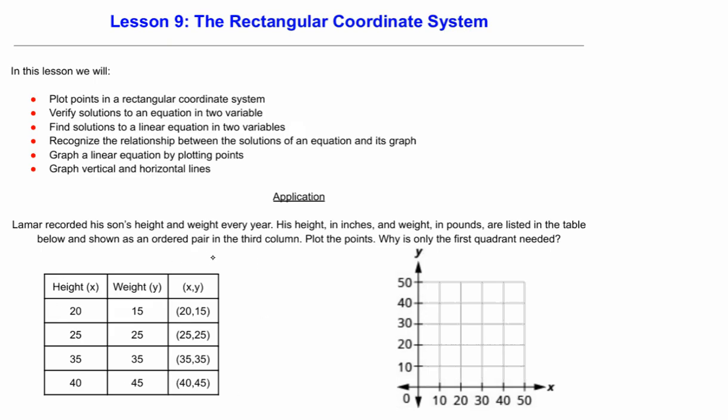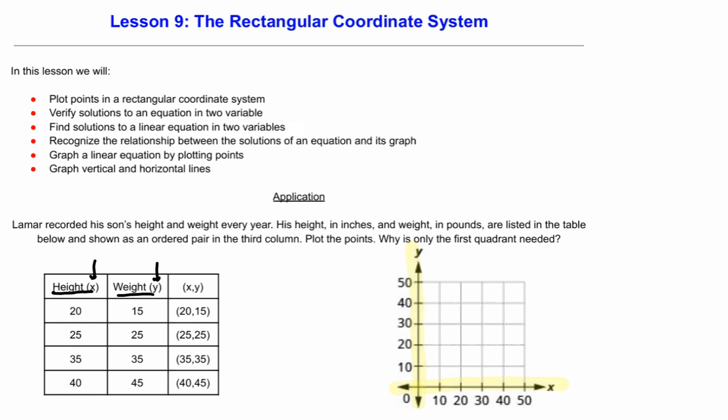This is ultimately like an application. We can see here that Lamar recorded the heights and weights of his son. Generally speaking, you might think of this as height increases, weight also might increase. It kind of makes sense. You can see that the height is the x and the weight is the y. Over here we have a grid, and this is an x-axis, and then this is our y-axis. What we will be doing is using these numbers to plot them on a graph so we can get a picture and make sense of our data.